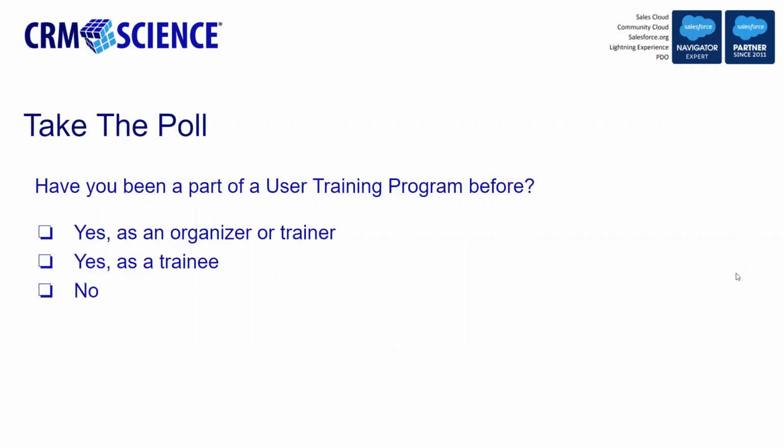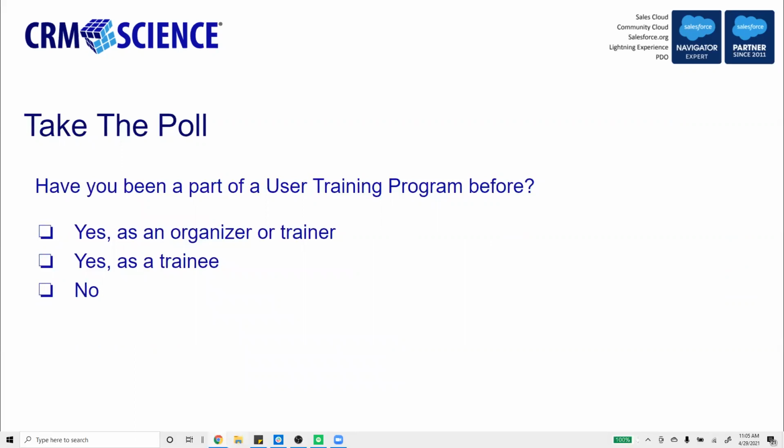First off, I want everybody to take a poll for us. You should see a pop-up on your screen to be able to answer the poll soon. The question being, have you ever been part of a user training program before? You can either answer yes as an organizer or trainer, yes as a trainee, or no, not at all. Yep, so everyone should see a pop-up on their screen with the question and the answer. Take a moment to answer through the poll feature, and we'll see the results very shortly in just a couple of seconds. Looks like a lot of people have already answered. I'm going to give you 5 more seconds.